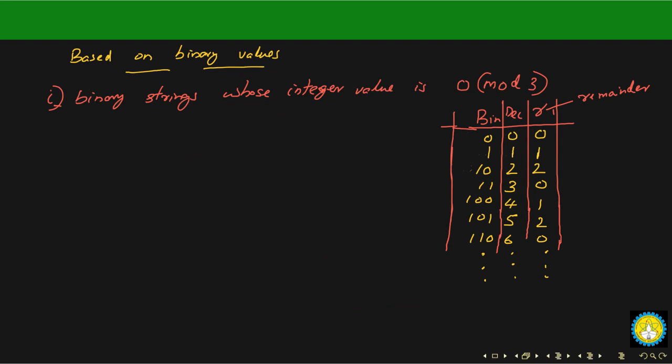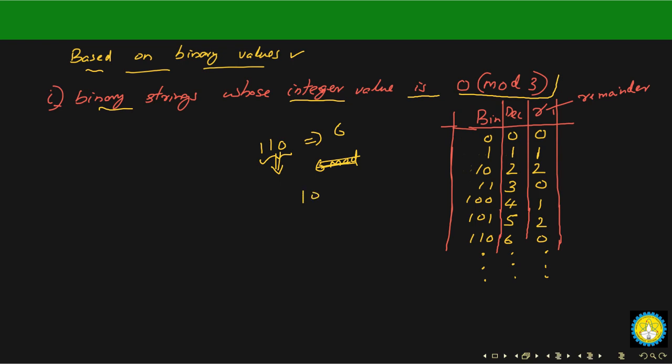Now we have one more type of questions which may be asked. These are based on the binary values of binary strings. So this is a question which can be given as an example. Binary strings whose integer value is congruent to 0 mod 3. This means that suppose our binary string is say 110, its integer value is going to be 6, and if you do a modulus operation of 6 with 3, then you will get a remainder of 0. Okay, so 110 has to be accepted by our DFA. So this is the meaning of that.